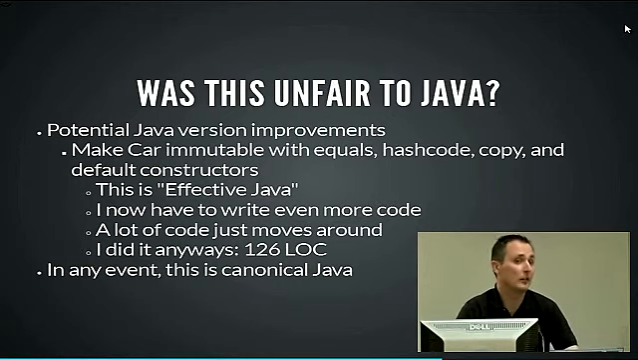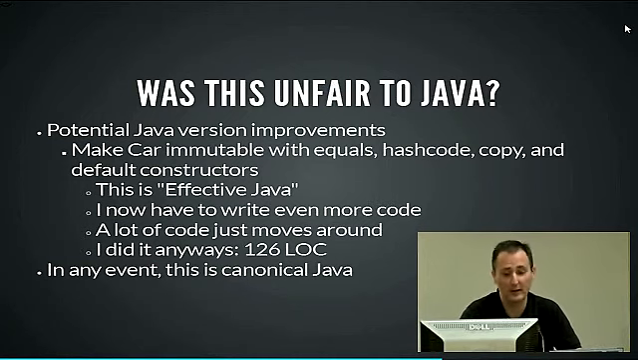If you ever read Effective Java, by the way, by the time you get to the end, what Effective Java is really telling you to do is be functional. So if I do this, I really have to write even more code to implement hashCode and equals and copy. And a lot of code just gets moved around. It really doesn't save me anything.